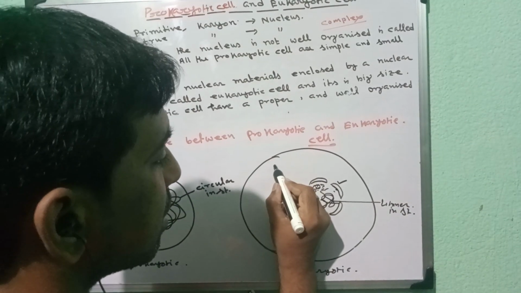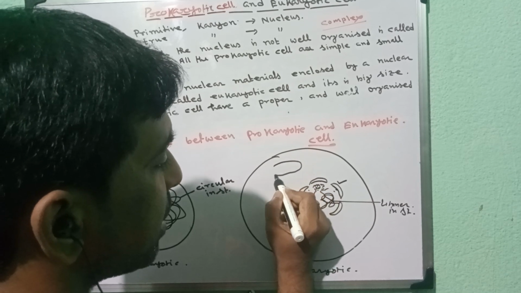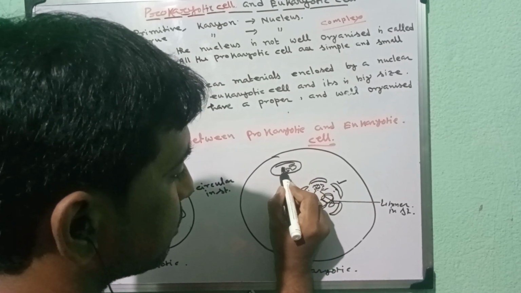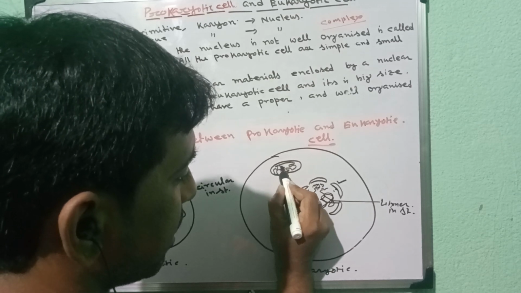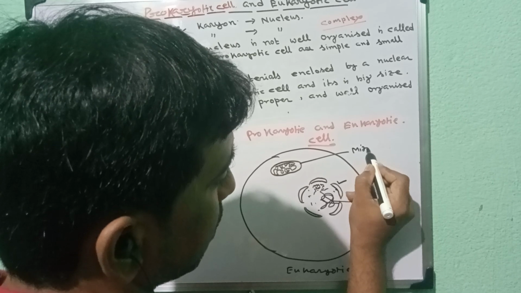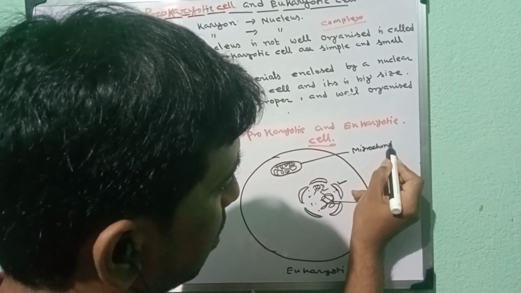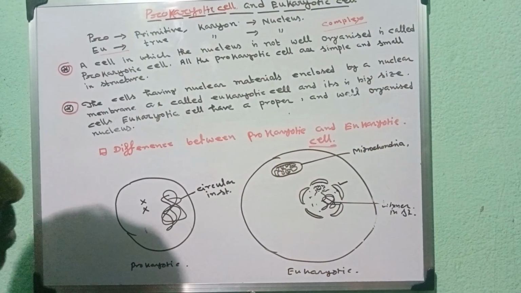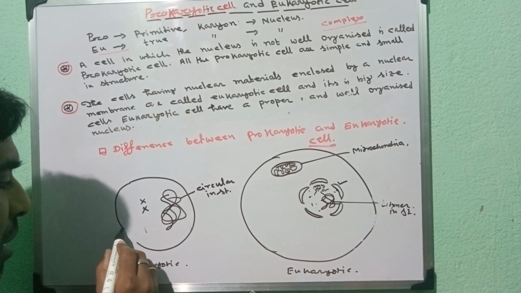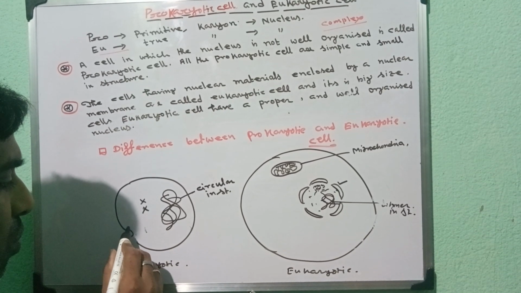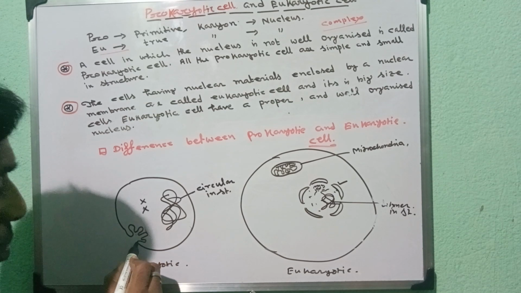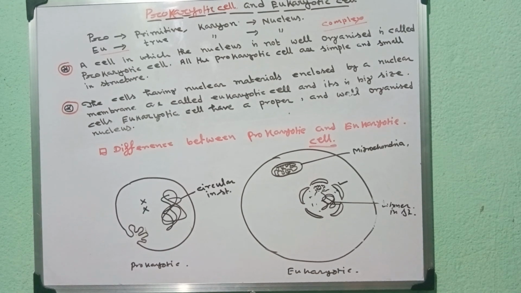That means here the membrane bound double layer organelle, the mitochondria, is present. But in the prokaryotic cell, no mitochondria are present; instead the membrane is folded in the structure of the prokaryotic cell.